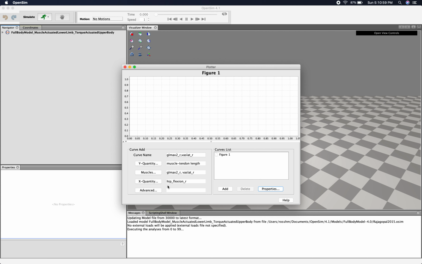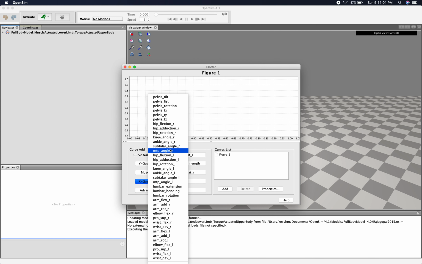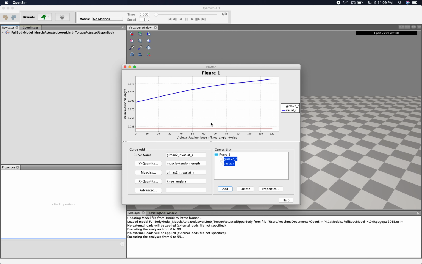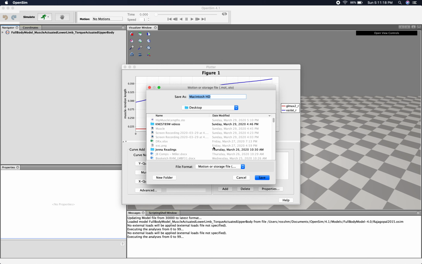Then I'll delete that curve and change my x quantity here to my knee angle and add it. Here I get the vasti muscle length increasing with knee flexion and nothing happening to the hip muscle. So let's export those data too. Knee muscle lengths.sto.